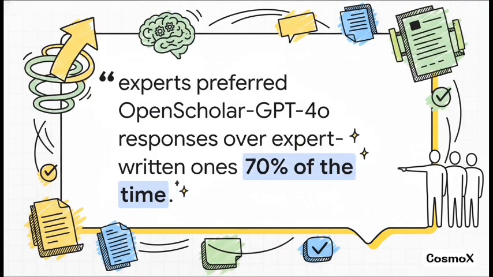The result here is just astonishing. So they gave a separate panel of experts two anonymous answers, one from a human, one from OpenScholar. And those experts preferred the AI's response 70% of the time. They said its answers had better coverage, they were better organized, better than the answers written by their own colleagues. This isn't just matching human ability in a blind test, it's actually surpassing it.